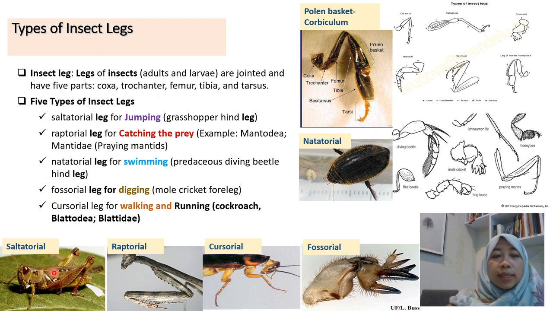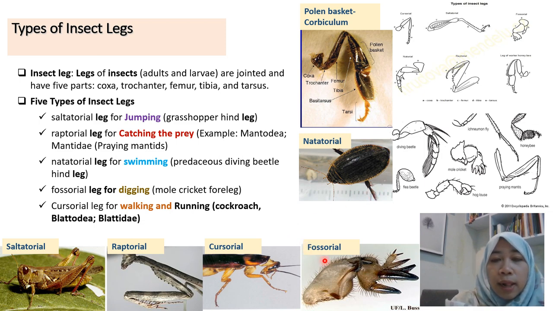saltatorial legs. Saltatorial is for jumping, for example in grasshopper. Raptorial is for catching the prey, menangkap mangsa, for example in praying mantis, belalang sembah. And then natatorial legs, for example in this beetle. This is a beetle. It has legs that have something like fur, helping this insect to swim.